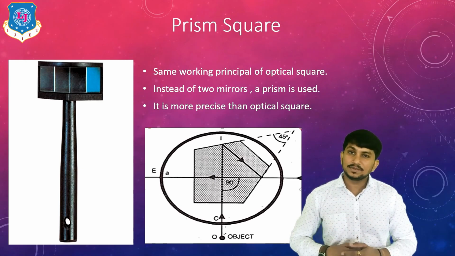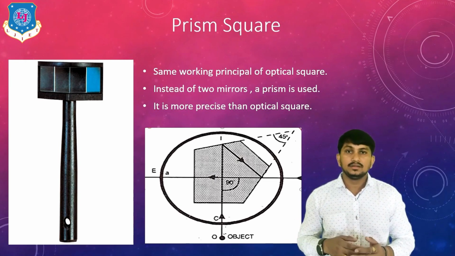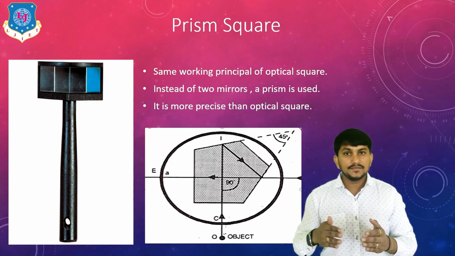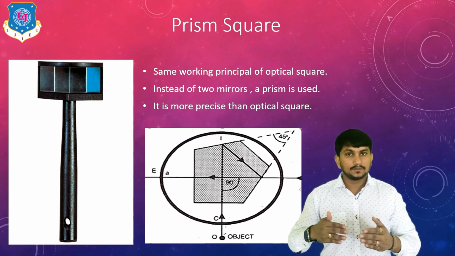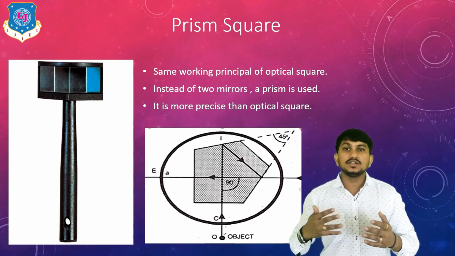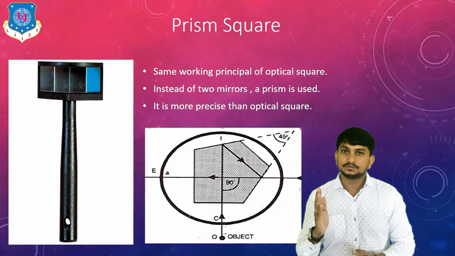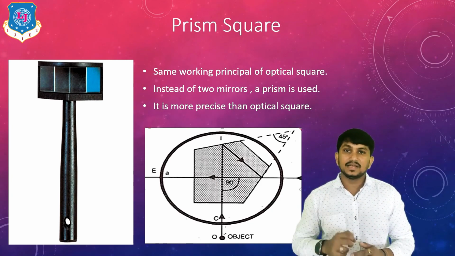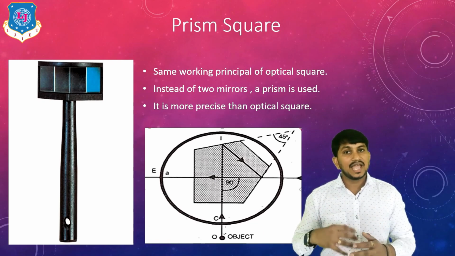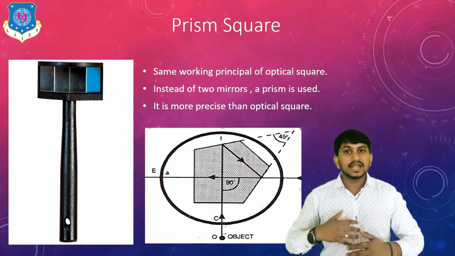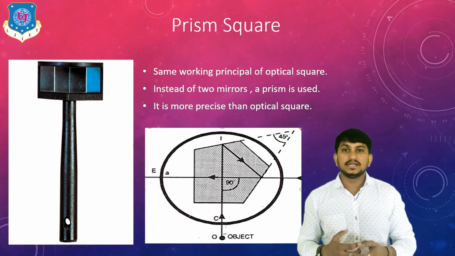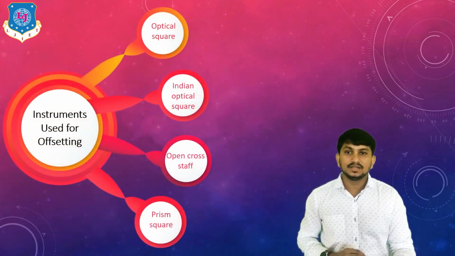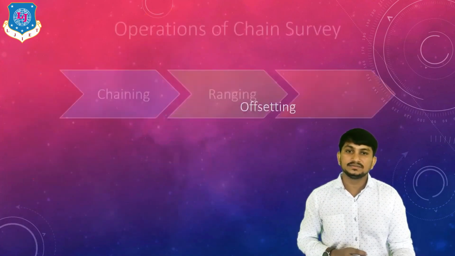It is more precise than the optical square because in the optical square 2 mirrors are at an angle of 45 degrees. If these mirrors are disoriented from 45 degrees, we cannot achieve an exactly perpendicular offset. Here in the Prism Square there are no mirrors. One prism is there having 2 reflecting surfaces, so the angle is not changed and we can get accurate perpendicular offsets of the objects. This is all about the Prism Square and instruments used for offsetting.